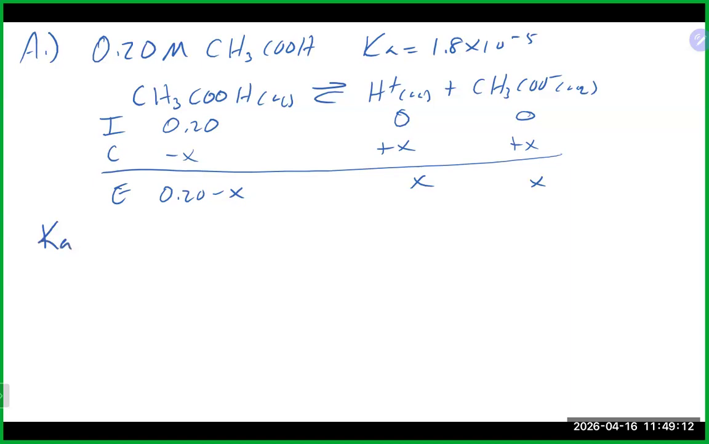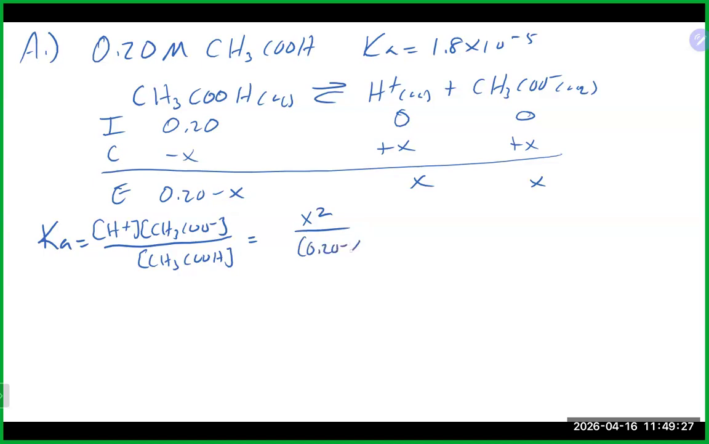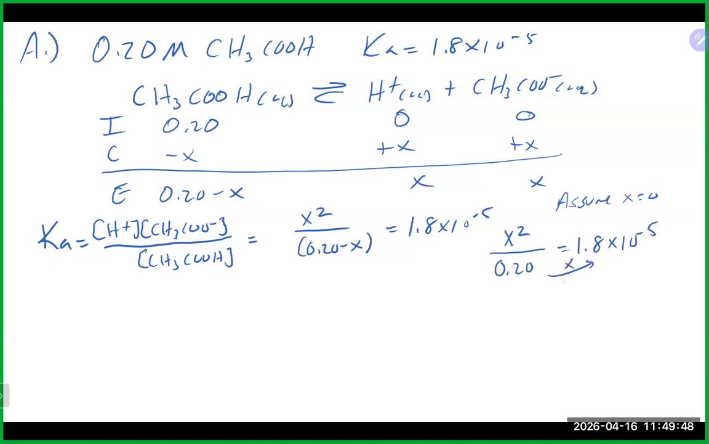Going into our Ka expression here, which like normal is going to be our products over our reactants. Putting that in, it's going to give us x squared over 0.2 minus x is equal to 1.8 times 10 to the minus 5. Here it is a small value K, so we can try our assumption. We do want to assume x is equal to 0 in the denominator. That's going to give us x squared divided by 0.2 equals 1.8 times 10 to the minus 5. Again, I'm going to multiply, followed by a square root here.